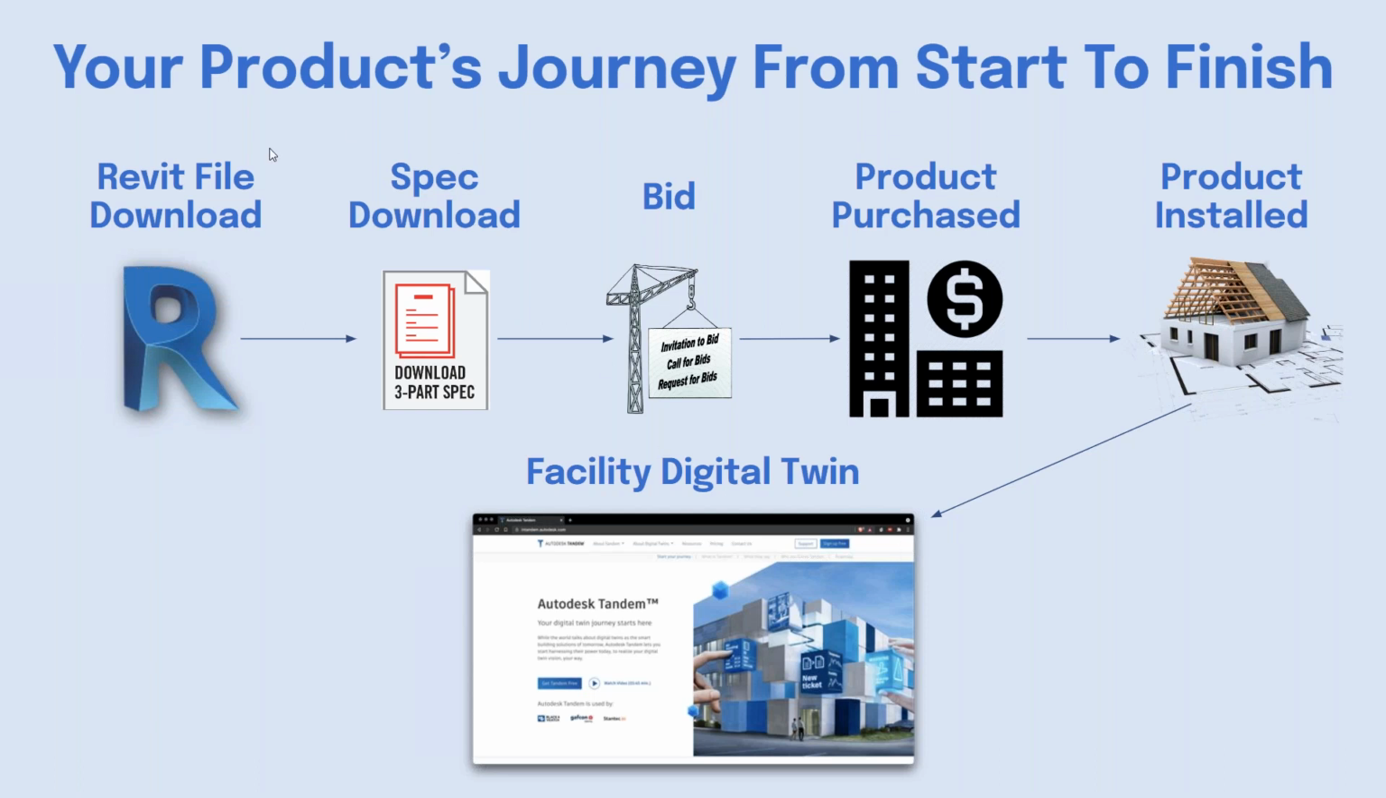And so at any given time, just like you can win a project if you join it in the bid stage, you can also lose projects. So you have to protect your bids as well, as we're all painfully aware of. But if you get your Revit file in at the beginning, you become the base of design. And as long as you have good information in it and you have good reps, then you can make sure you get into this 3-part spec, which gets you into the bid, which then once you're bid out, then you get purchased, and then your product gets installed.